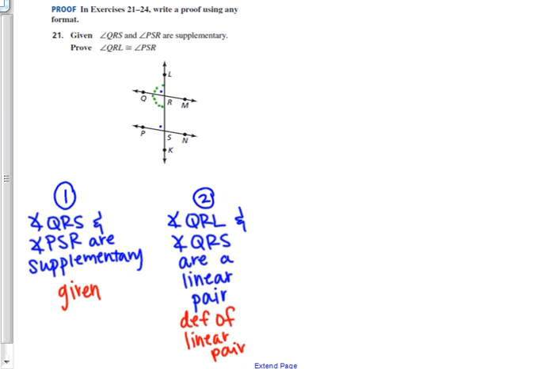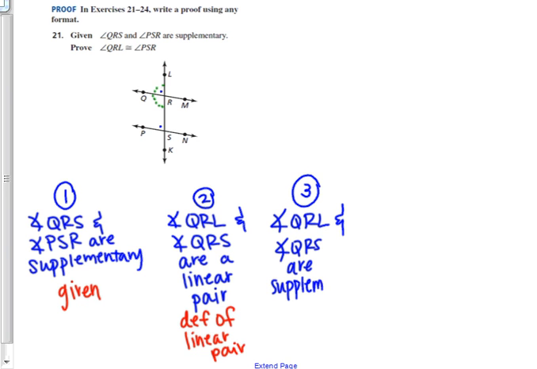Okay. So if I know that two angles form a linear pair, I know right off the bat that they're supplementary. So I'm going to use that knowledge and form my step 3 and say that if QRL and QRS are a linear pair, then they're supplementary. So QRL and QRS are supplementary. And that comes from the linear pair postulate.